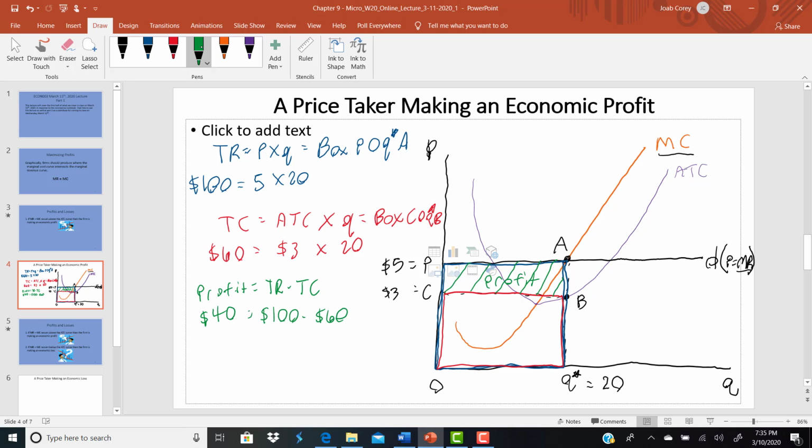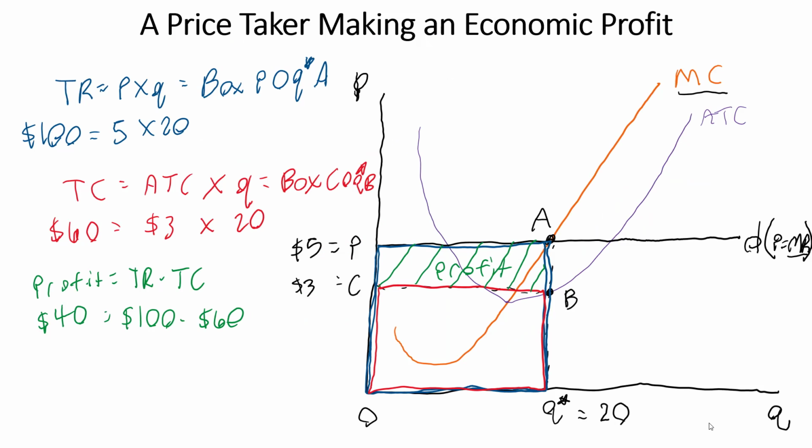So hopefully you all understood how to do that, right? But if not, don't worry, because we're going to go through a similar graph, only this time we're going to be talking about a price taker making an economic loss. So we're going to go back into our PowerPoint mode. Look at the graph there.